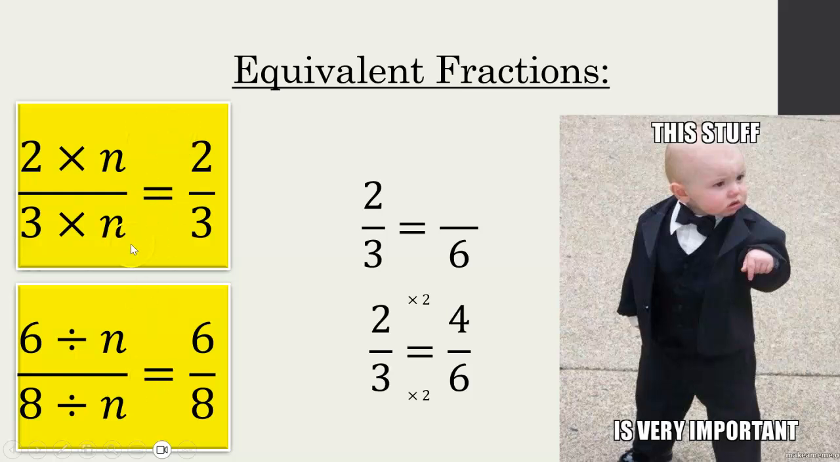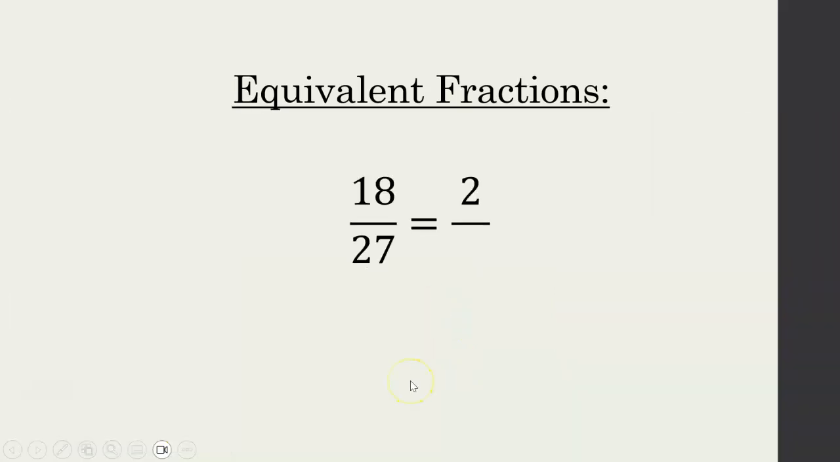So these two bits here are really, really important to remember. If I multiply the numerator by something, and I multiply the denominator by the same thing, I still get the same fraction. So 2/3 is exactly the same as 4/6. It's just another way of writing it.